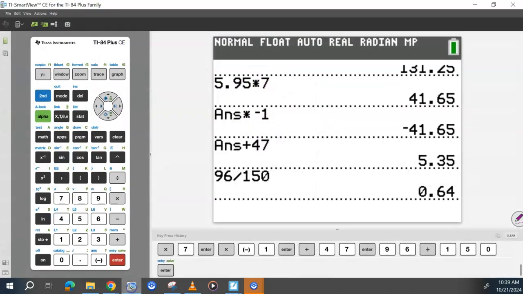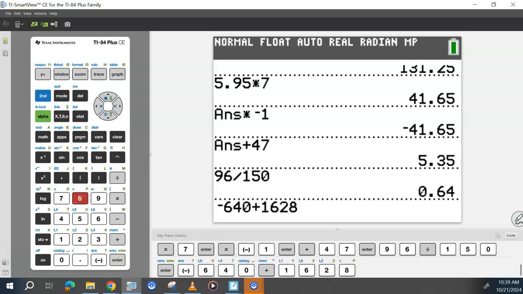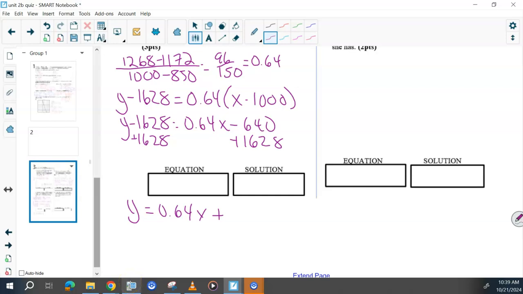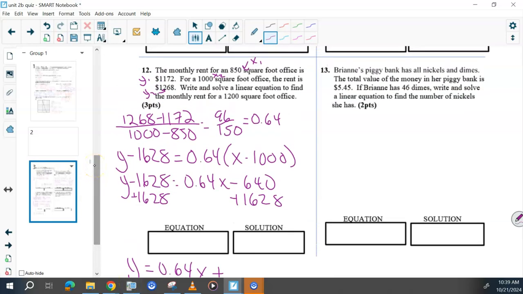I don't remember what that was. Sorry, I mixed those numbers up just then.